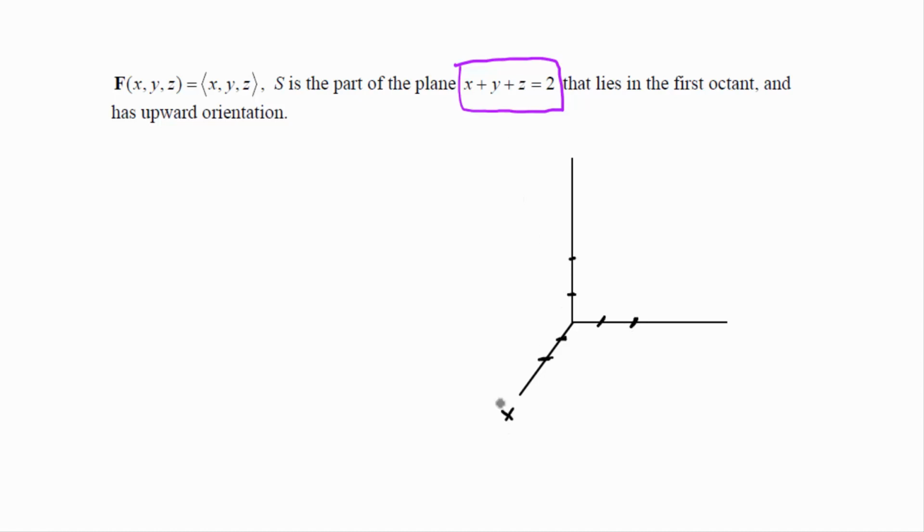And I'm just going with the usual orientation, x, y, and then z. Okay, so there's the z-intercept, the x-intercept, the y-intercept. Connect, connect. And then really, S is this surface here.